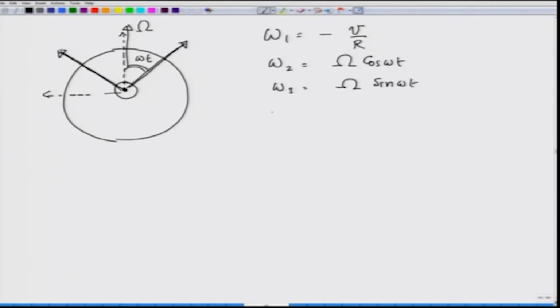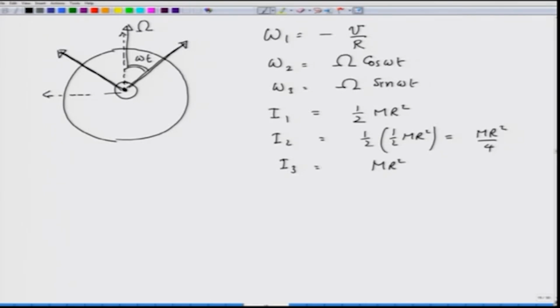How about I1, I2 and I3? I1 is 1/2 mr square, I2 is about the diameter, so it is going to be 1/2 of 1/2 mr square. Since everything is symmetric, it is mr square by 4, and I3 is also mr square by 4.